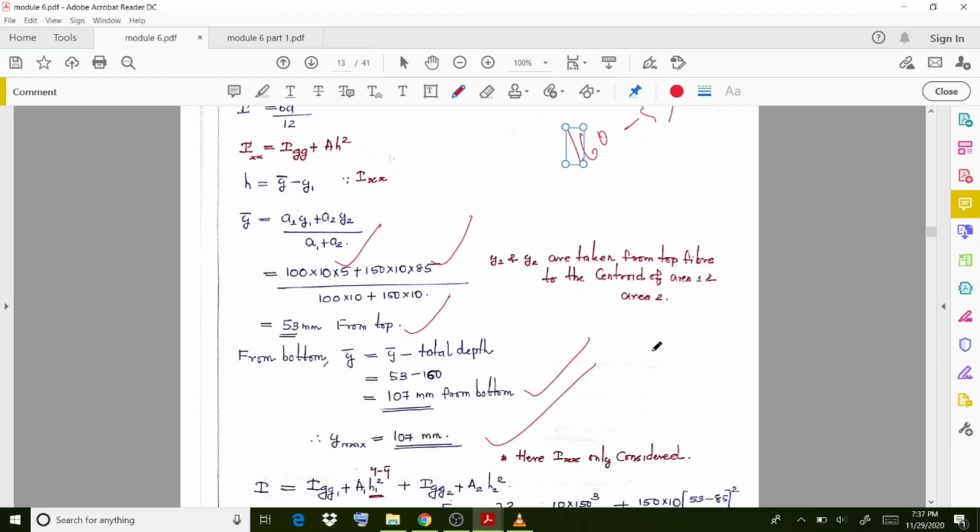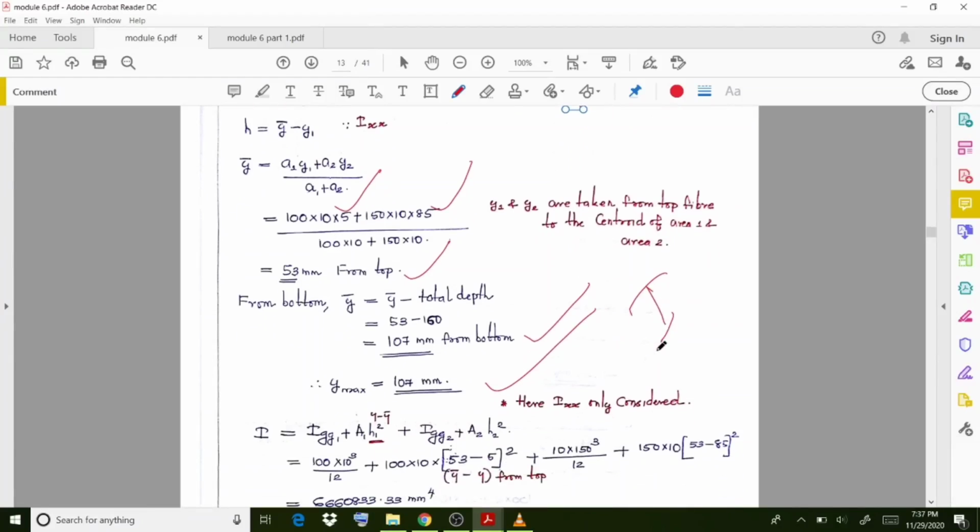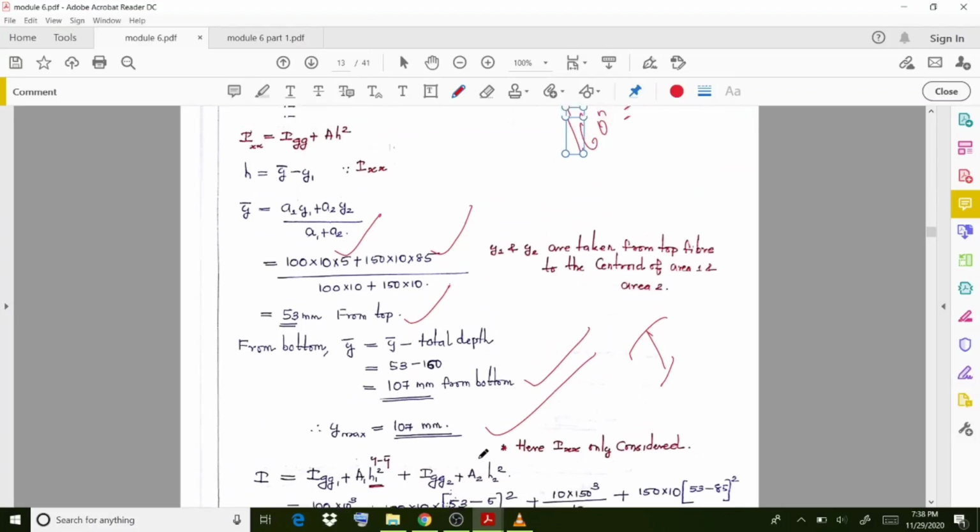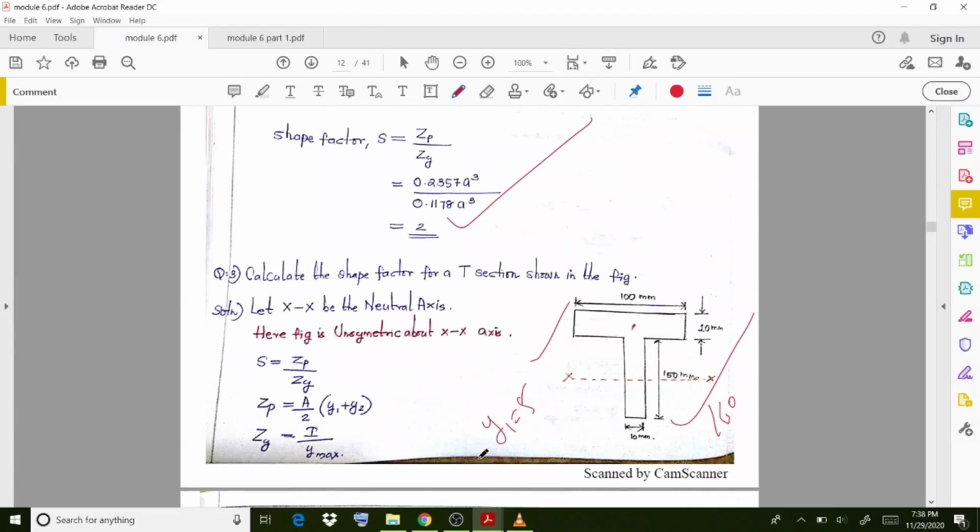Now our aim is to calculate the moment of inertia value for this case. If you observe, this is the equation for finding the moment of inertia for the whole diagram. That is bd cube by 12, that is 100 multiplied by 10 cube by 12, plus 100 multiplied by 10. Then if you are taking from the top, it is going to be the y bar. What about this y bar?